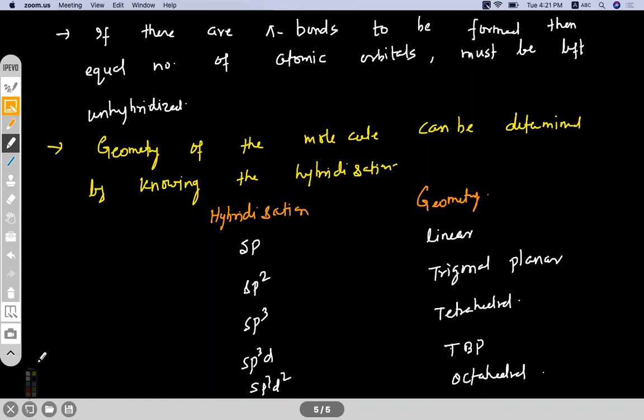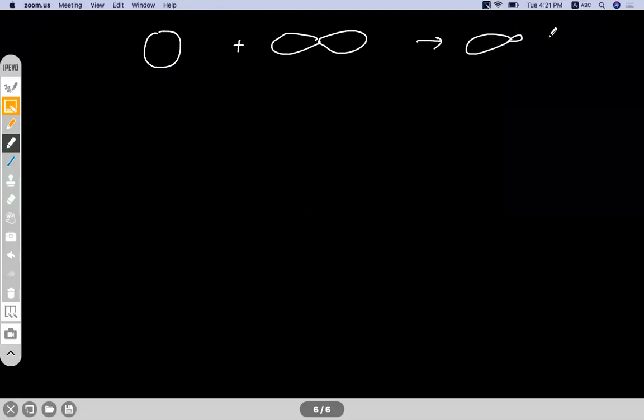Okay, now you see the shape of the hybrid orbital. You don't have to memorize this, but if s and p combine, or if p and p also combine atomic orbitals, the hybrid orbital that we get is this one. This is the hybrid orbital we get when the atomic orbitals combine.